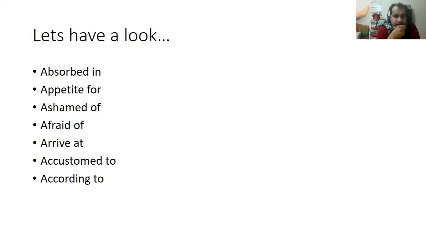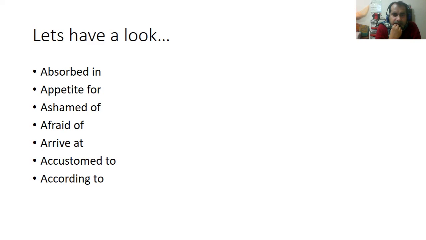Arrive at. We arrived at the station. Where did we arrive? At the station. Arrive at means to reach some destination or station. We arrived at the station at 12 o'clock. So we use at after arrive. You should never say that we arrived on the station. It will always be arrive at.